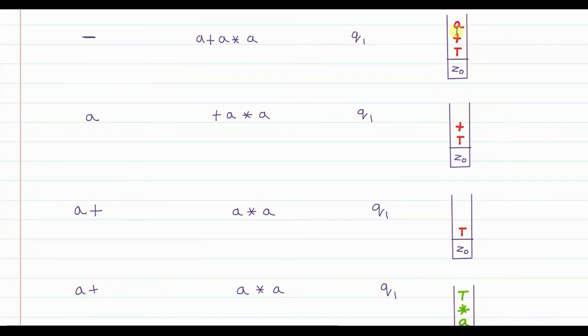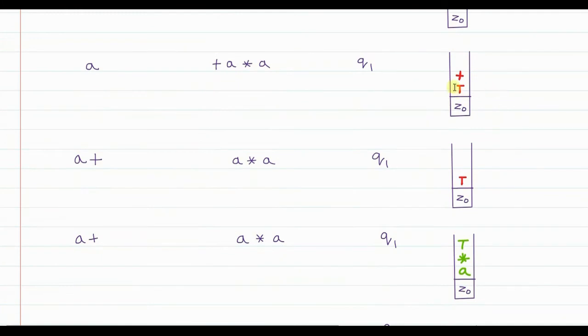Correct? So since the topmost element of the stack is a terminal, what have we done? We have cancelled this with the current input symbol A. Since A is already read, the pointer has moved to the next input symbol. So the unread input string is this, and the current input symbol being read now is this plus, whereas this A which was on top of the stack is already popped out.